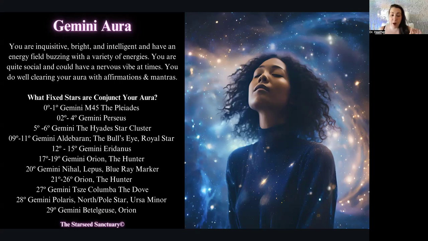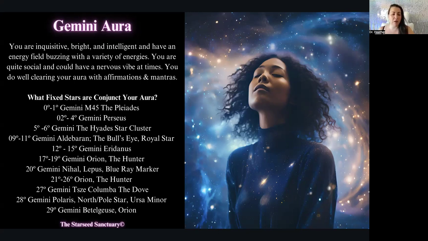Now, if it's around 20 degrees Gemini, your natal asteroid aura is conjunct Nihal and Lepus, the hare. This is a blue ray starseed marker. 21 to 26 degrees will be Orion again. Usually the main, the belt of Orion stars there. That includes Mintaka if it's in those degrees.